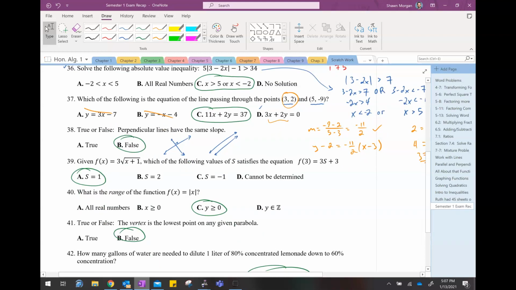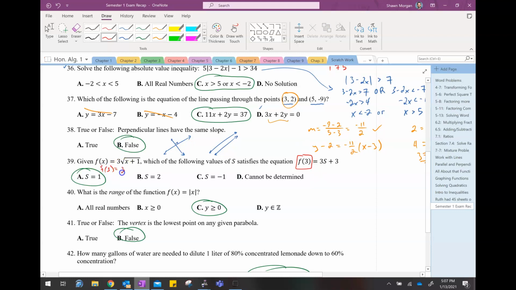But the question here says, hey, given the function f of x is 3 square root of x plus 1, which of the following values of s satisfies the equation f of 3 equals 3s plus 3? This is really 2 questions in one. It's checking, first of all, does he know what f of 3 means? And of course you do. That means you plug in where f of x is.